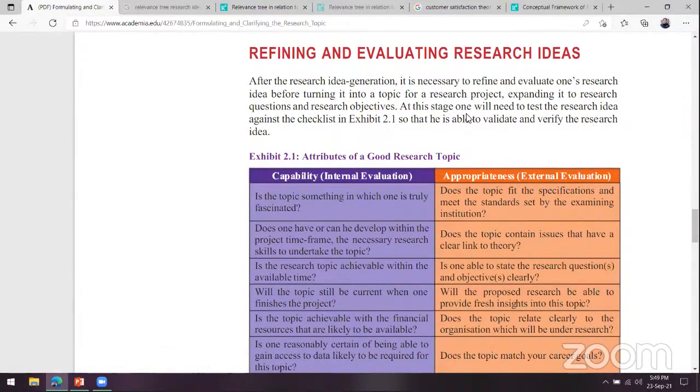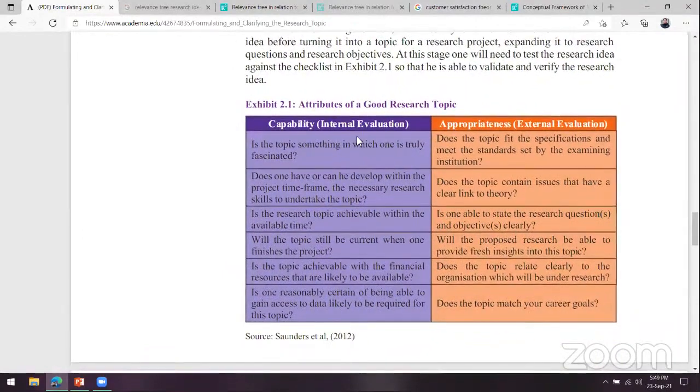Before this, you need to ask yourself, is the topic something one is truly fascinated by? Do you really like the topic? I always believe in this way: if you really like something that you do, then you do not have any reasons to dislike it. You would not have any excuse. So always remember, if you've chosen the topic, you've chosen the idea, make sure that you do something that you really like.